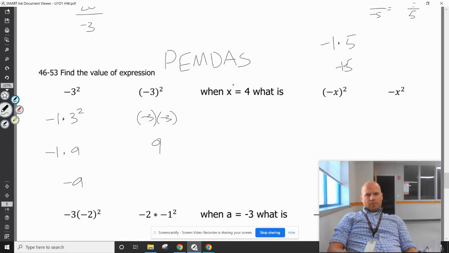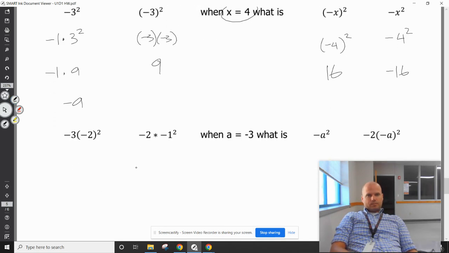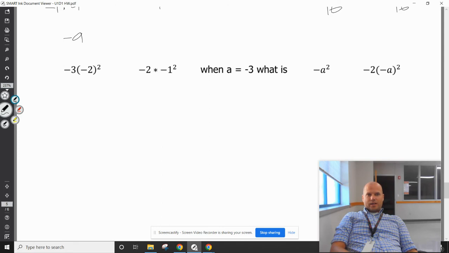This is important when substituting, like positive 4. This is negative 4 squared, which is negative 4 times negative 4, which is positive 16. But this is essentially take the opposite of 4 squared. Square 4 first, then take the opposite. Just like this. Now we go this way, like just trying to trick you here, but don't get tricked.